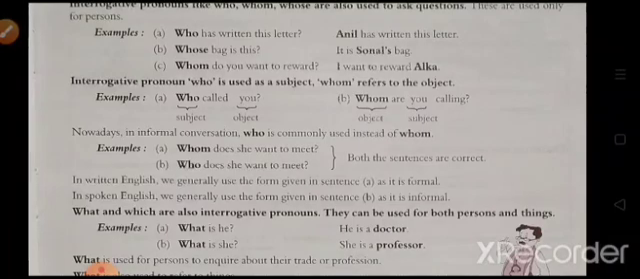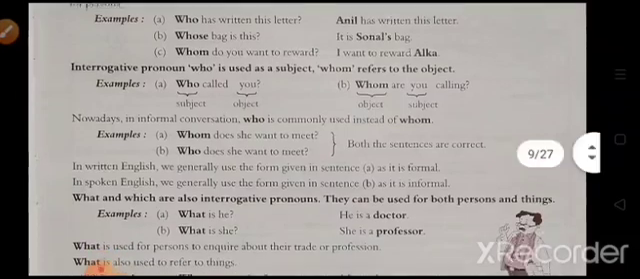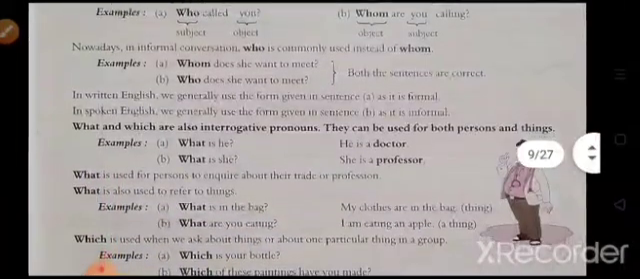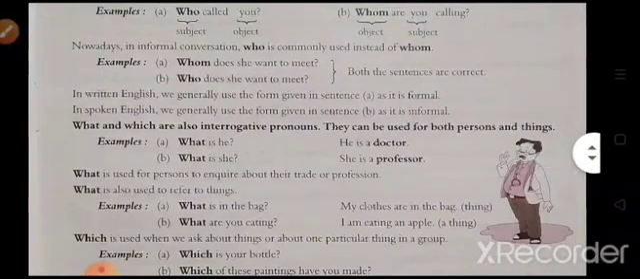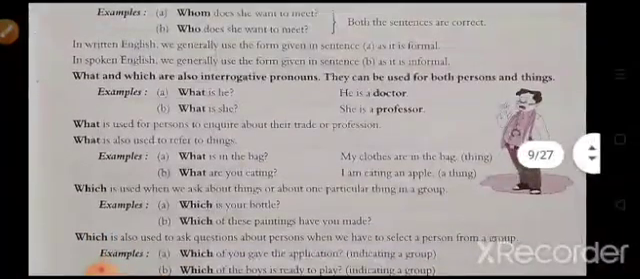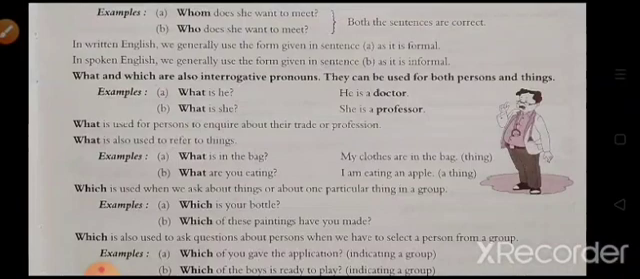Whom are you calling? So here we can see the example. Nowadays in informal conversation, who is commonly used instead of whom. So we are using who in our common language. So, whom does she want to meet? Who does she want to meet? Both the sentences are correct. In written English, we generally use the form given in the sentences.